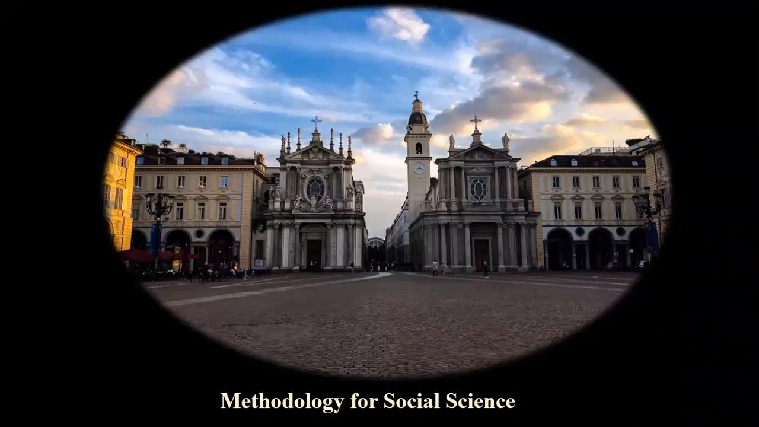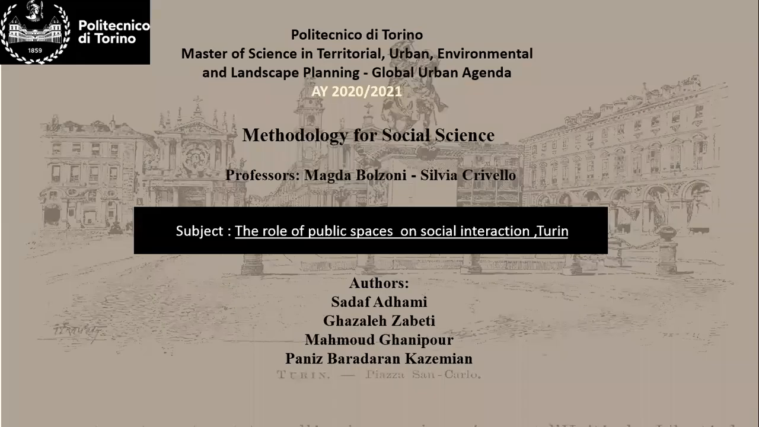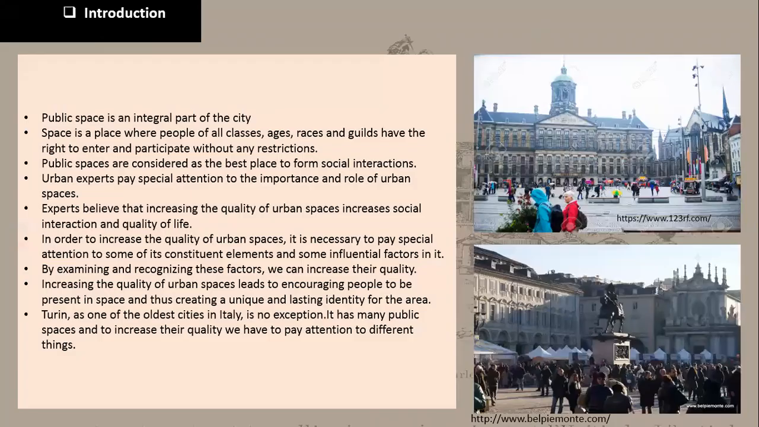Okay, we start the presentation of our project for the Methodology for Social Science course. The title of our project is "The Role of Public Space on Social Interaction in Turin," and our case study is San Carlo Square. And the first thing: public space is an integral part of the city.